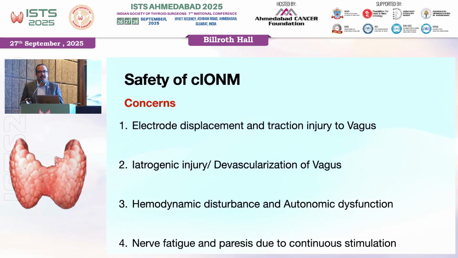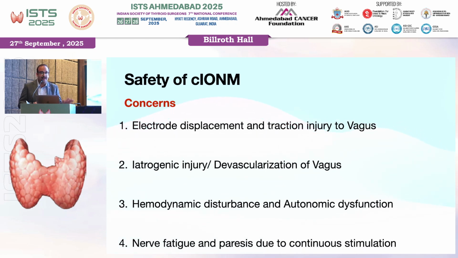So if it's so great, what is the problem? Why don't we use it in every patient? There are certain concerns which are associated with continuous nerve monitoring. And basically, there are 4 major concerns. The first concern is to do with the electrode which needs to be put on the vagus. So there are concerns that while we are freeing the vagus, can there be a tractional injury because of the electrode, or can there be a devascularization injury to the vagus, or can we just injure the vagus iatrogenically, leading to palsy in the post-op?